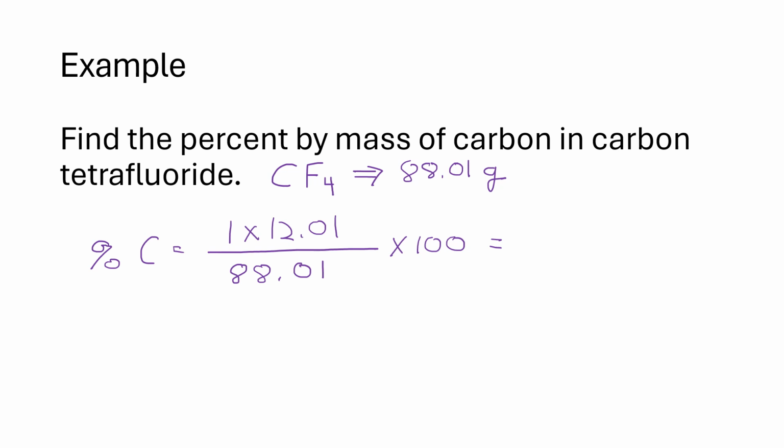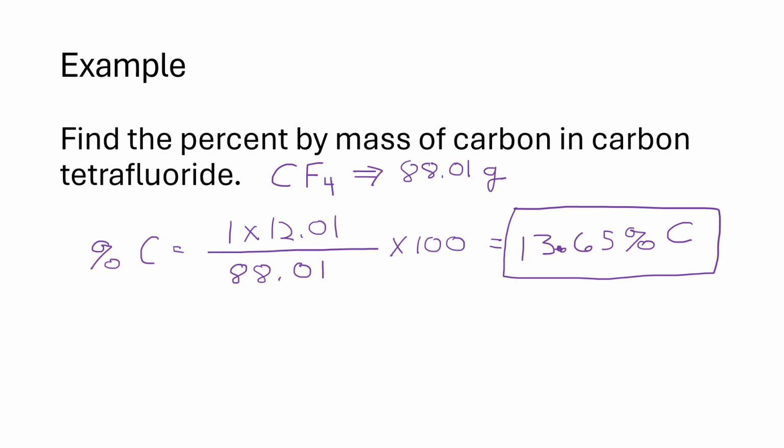I think I did something wrong. Let's see. That's going to give us 13 point. No, I'm good. That's going to give us 13.65%. All right. So here's what I was looking at, but I looked at the wrong number, which made me think I might have made a mistake. But then I found the correct number, and I was like, okay, we're all good.